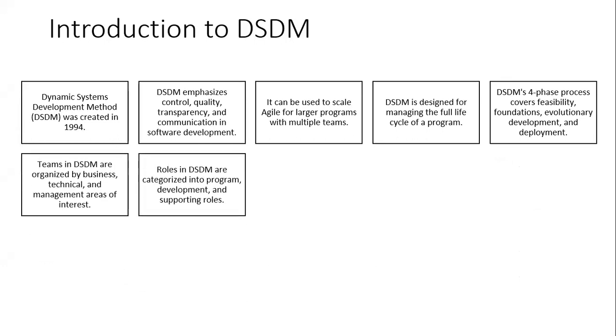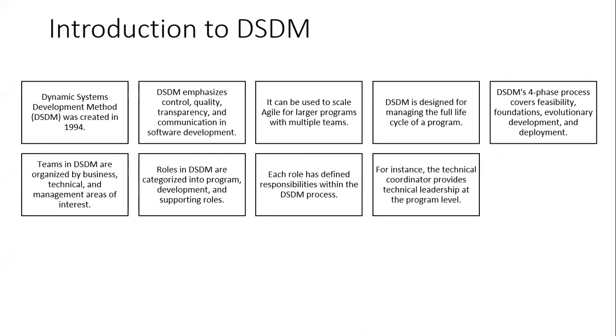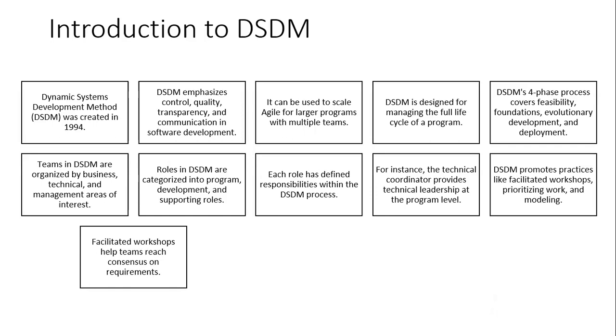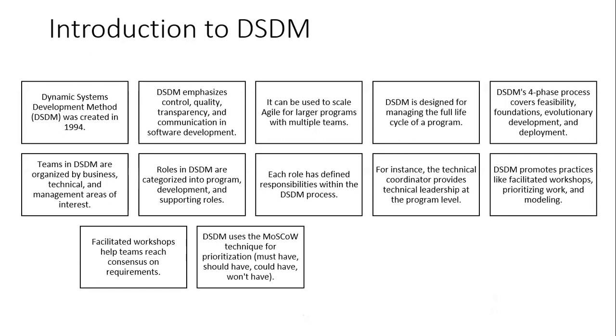Teams in DSDM are organized by business, technical, and management areas of interest. Roles in DSDM are categorized into program development and supporting roles, and each role has defined responsibilities, which I'll be showing you. For instance, the technical coordinator provides technical leadership at the program level. DSDM promotes practices like facilitated workshops, prioritizing work and modeling. Facilitated workshops help teams reach consensus on requirements.